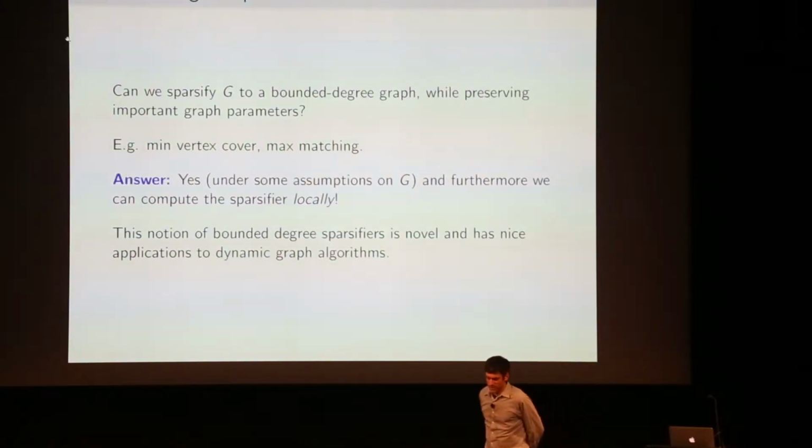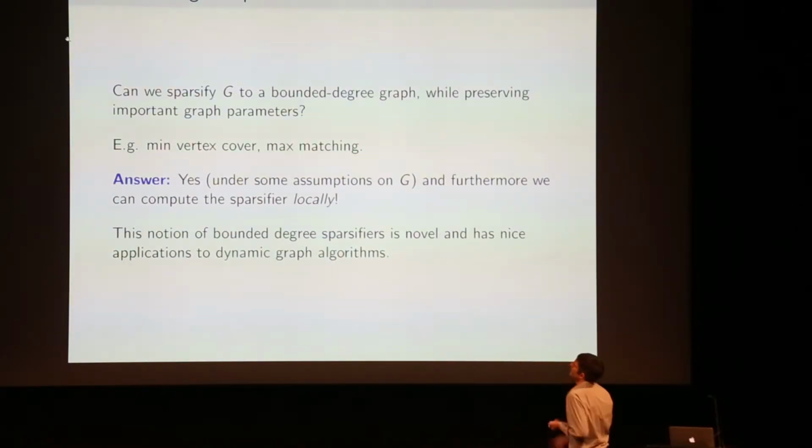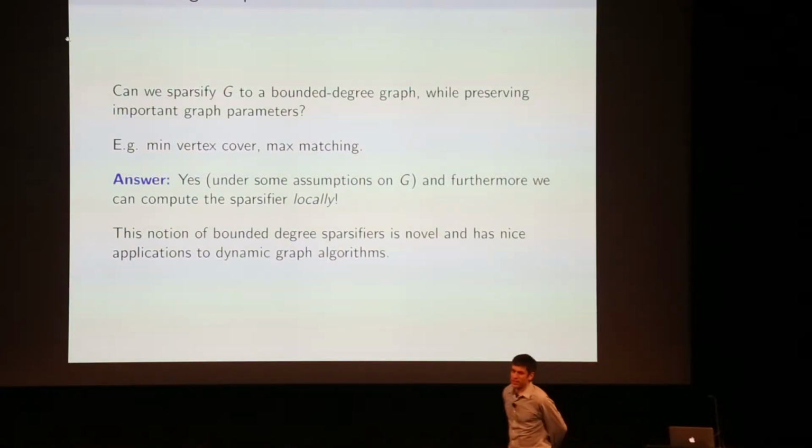We have another paper in the session. Again, I'm not going through them in consecutive order, but this will be the 3rd talk, which is also about a different kind of sparsification of graphs. This time not to preserve distances, but to preserve other important parameters of the graph, like the size of a minimum vertex cover or the size of a maximum matching.